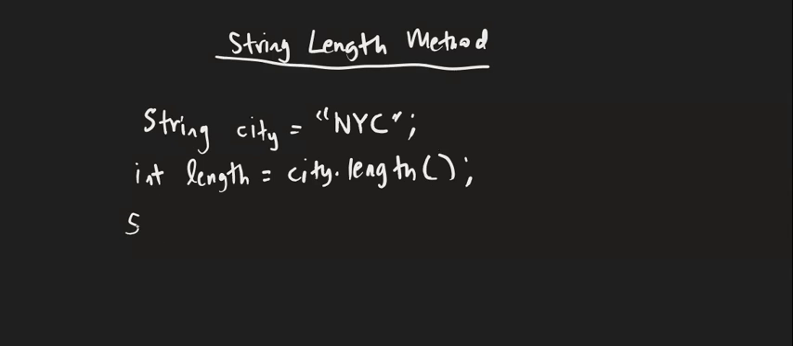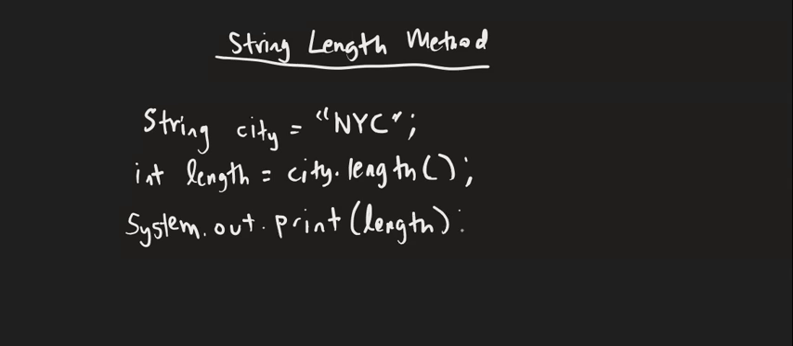But anyway, let's print out length. System.out.print or println. I'll just do print and then length. This will output the length. Now your output real quick is just going to be 1, 2, 3. There's 3 total characters. It's 3. Let's jump over to VS Code.